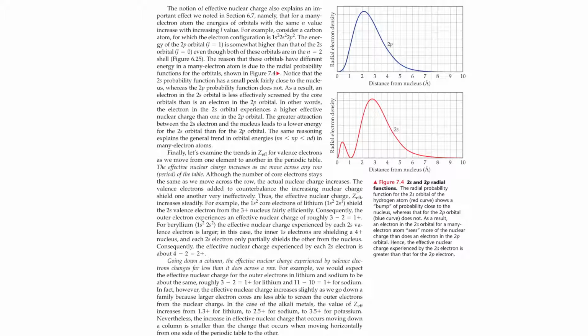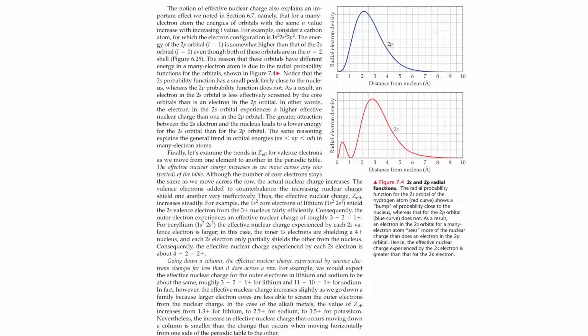The notion of effective nuclear charge also explains an important effect that we noted in section 6.7, namely that for a many-electron atom, the energies of orbitals with the same n value increase with increasing l value. For example, consider a carbon atom, which has an electron configuration of 1s2, 2s2, 2p2. The energy of the 2p orbital, l equals 1, is somewhat higher than that of the 2s orbital, l equals 0, even though both of these orbitals are in the n equals 2 shell.